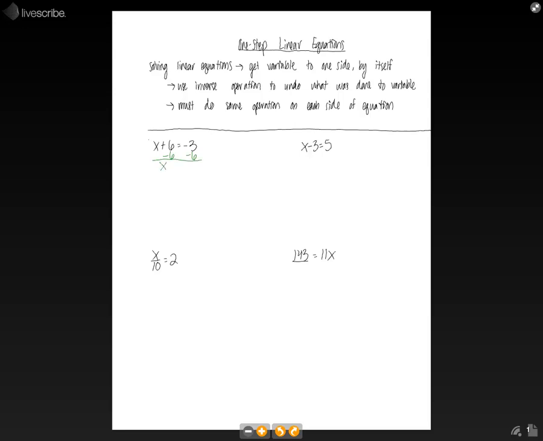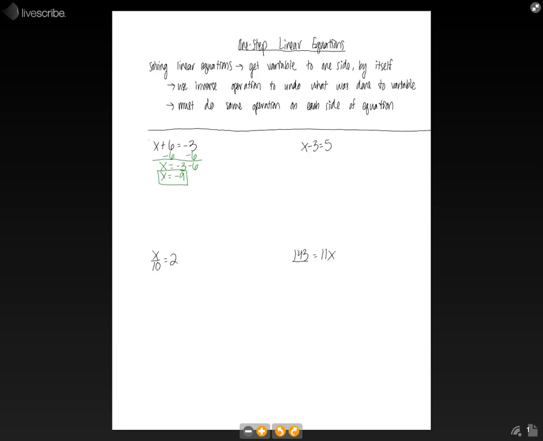So now our 6's will cancel, and we'll get x is equal to negative 3 minus 6, which when we combine those we get x is equal to negative 9.